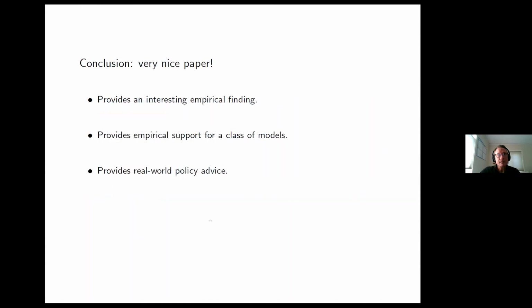So let me conclude. I love the paper. How can you not love this paper? It provides an interesting empirical finding. It provides empirical support for a popular class of models. I'm sure that the modelers of this class of models are very happy. And it provides real world policy advice as well. So I like the paper for all those reasons.